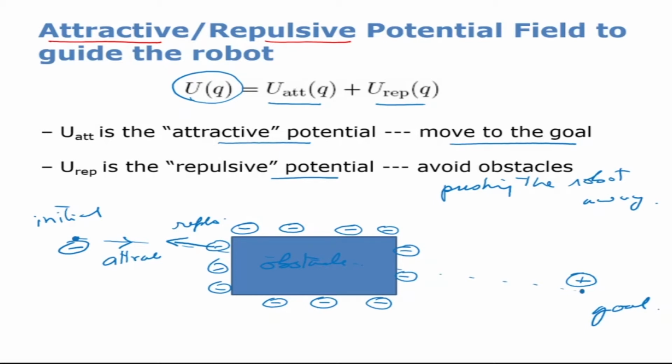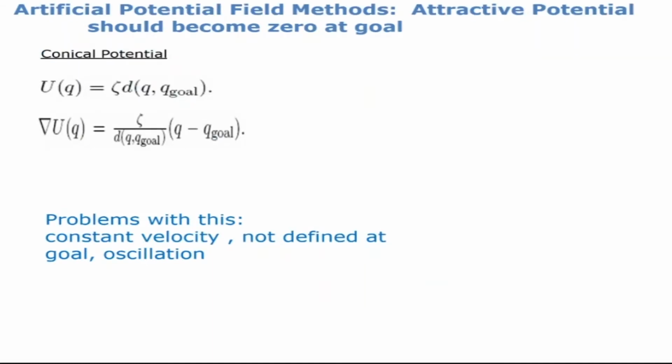The first thing that we need to do is assign an attractive potential and a repulsive potential. Let us assign an attractive potential first. Let us define a function. U_q is the attractive potential, and the simplest is to have a function U equal to zeta times distance, where d is the distance between the robot and the goal. Let me put it this way: this is my point q, in this configuration q, and this is q goal.